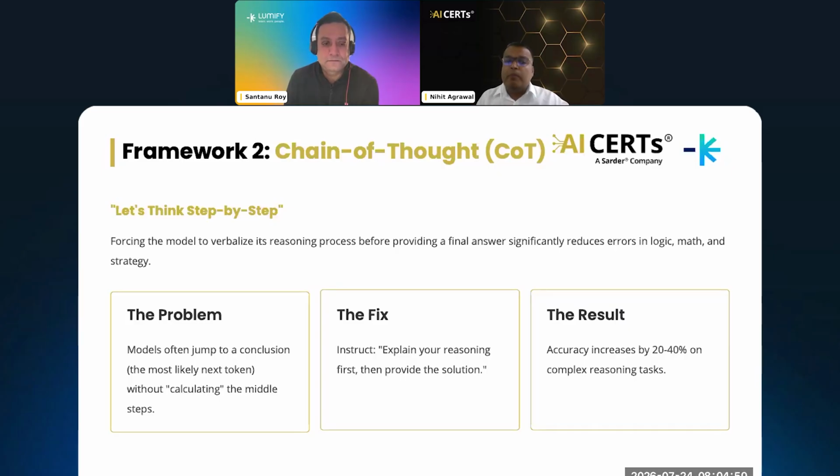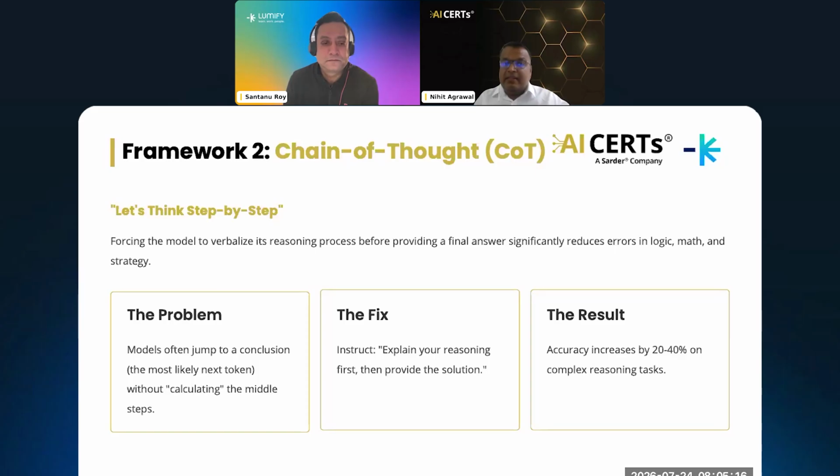So a simple prompt might say, what is the best solution to the business problem? Okay. But a chain of thought version would say, analyze the problem step by step, explain your reasoning, evaluate the possible options, and then provide your recommendation. Notice that the second prompt forces the AI to show how it arrived at its conclusion rather than simply giving the result. Okay.